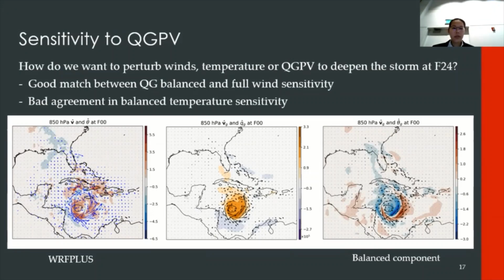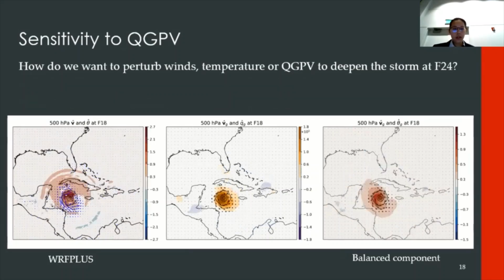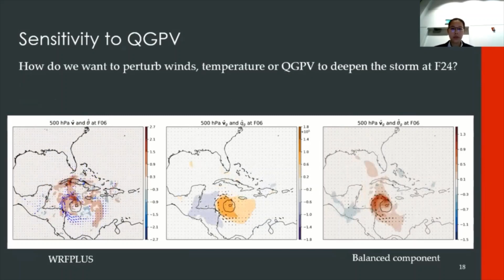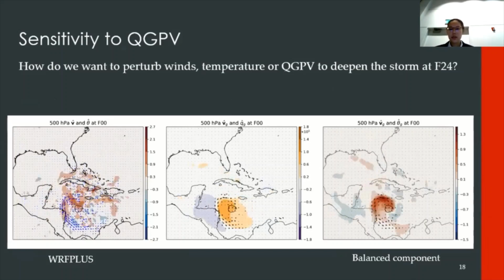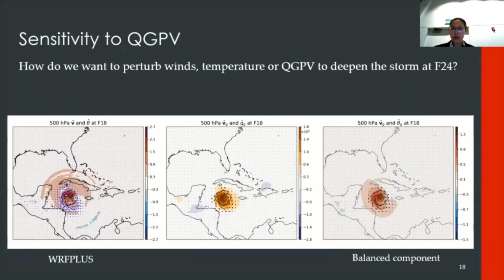And in terms of QGPV, we want to put more QGPV near the storm center for a deepening in 24 hours. But strangely, when you're inverting the balanced temperature from it, you see a cold sensitivity at the lower bottom, although the wind sensitivity is cyclonic around the storm center. We see at 500 hectopascal, it still wants more QGPV for the storm to deepen. And the balanced sensitivity to temperature is actually showing some warm sign, which is good.